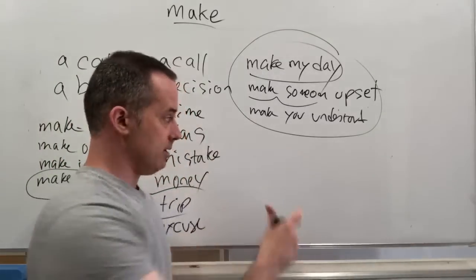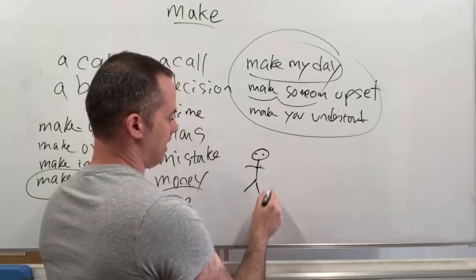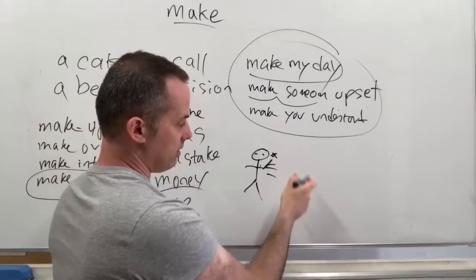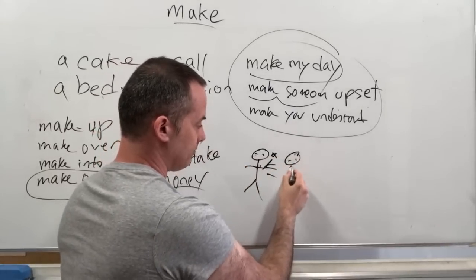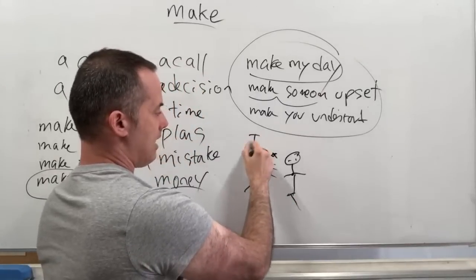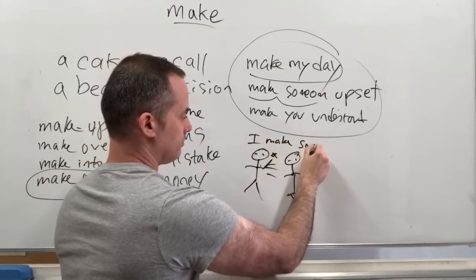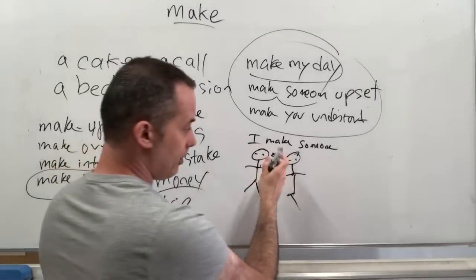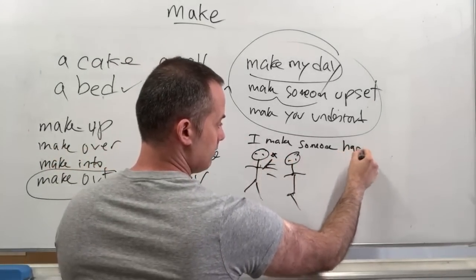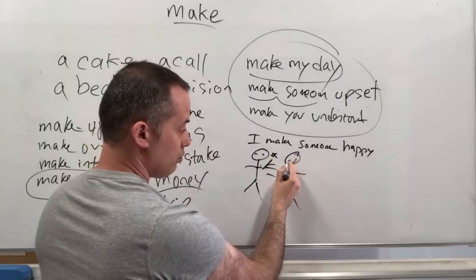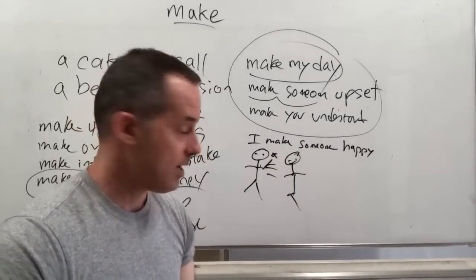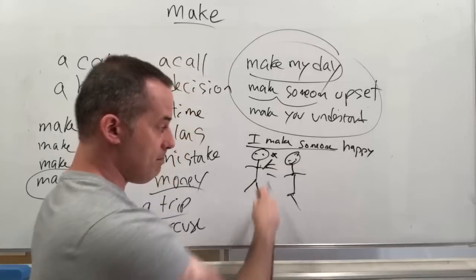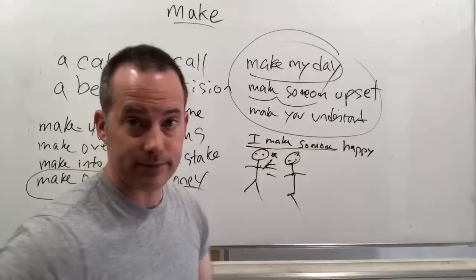So I can make a person. So here's me. I can just use some magic and boom, I got a magic wand and some little magic dust or something and poof, I make a person. So I make someone. This means I create that other person. So I make someone over here. But I can make someone happy. Watch. There's a smiley face. I just made them happy. Okay? So I can make someone, like I can make a child if I actually have a child. Or I can make someone like this in magic. Or I can make someone happy.